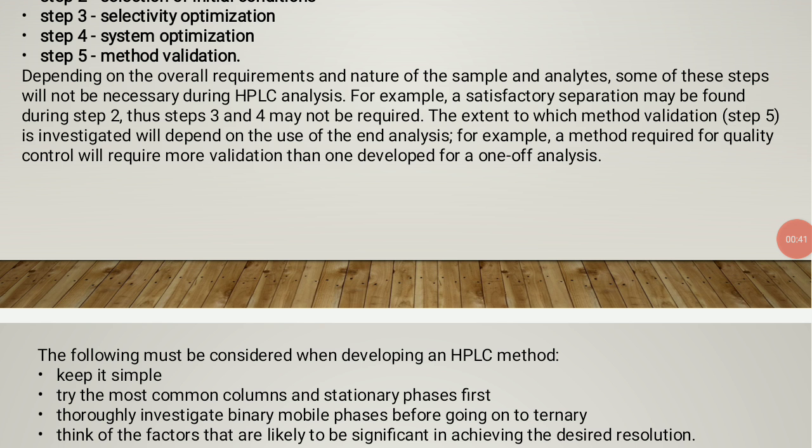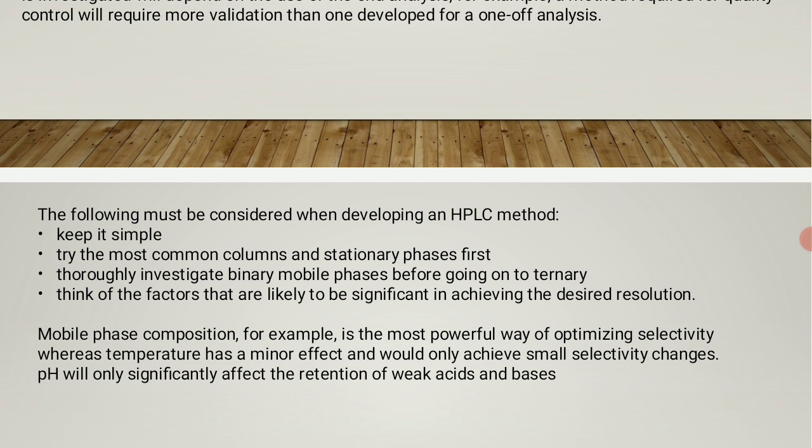Depending on the overall requirements and nature of the sample analyzed, some of these steps will not be necessary during HPLC analysis. The following must be considered when developing an HPLC method. Number 1, keep it simple. Number 2, try the most common column and stationary phases first. 3, slowly investigate binary mobile phases before going on to ternary. 4, think of the factors that are likely to be significant in achieving the desired resolution.